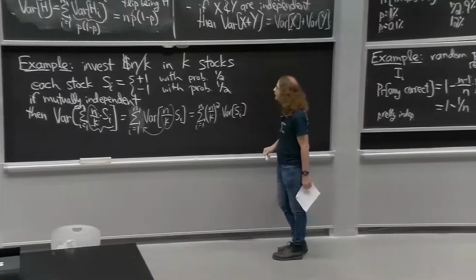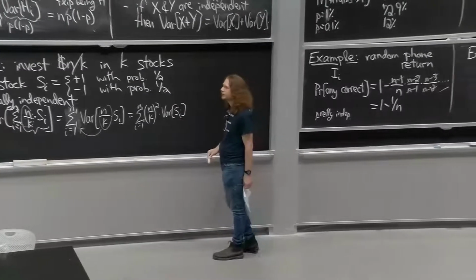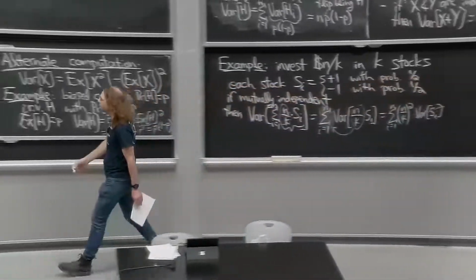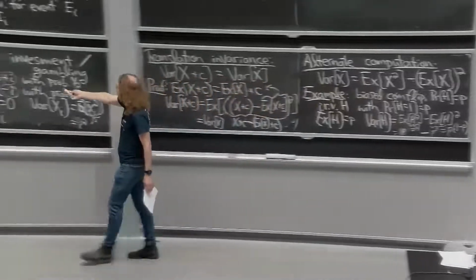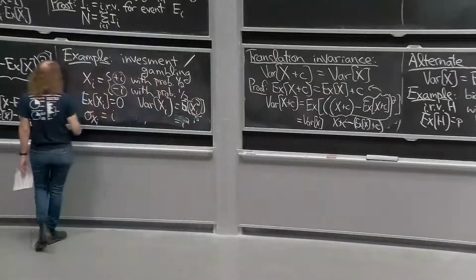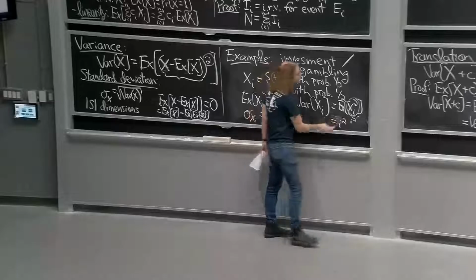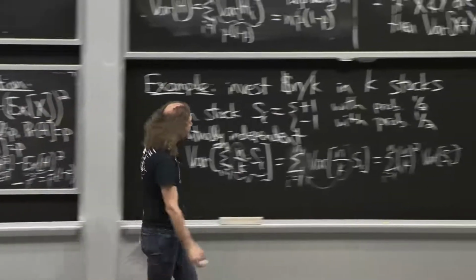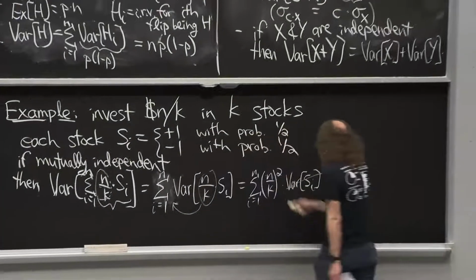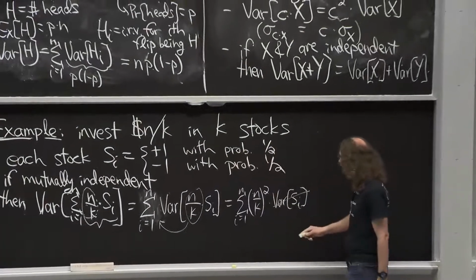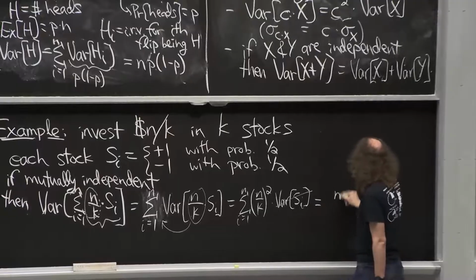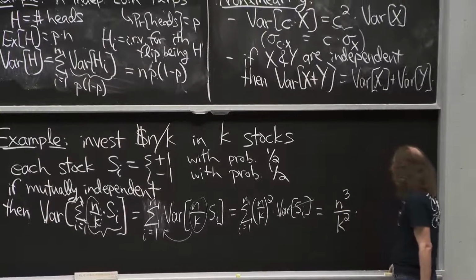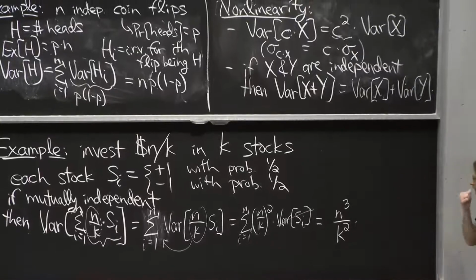Variance of Si is 1. I think this was an early example we did. In general, the variance of this xi, we're interested in the case i equals 1 over here. The variance was i squared, so that's just 1. OK, so we get the sum of something that doesn't depend on i. So we just get n of these things. We get n cubed over k squared. This is our variance. And if you take the square root, you get the standard deviation.